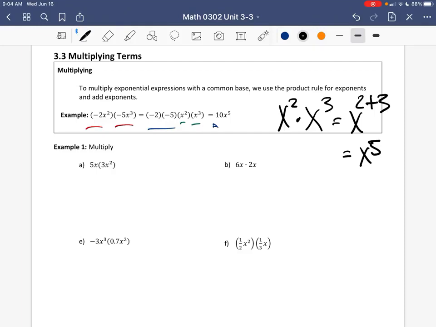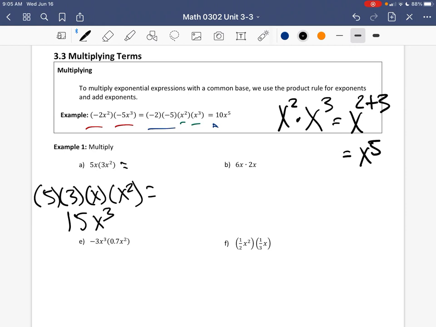Okay, let's take a look at example 1, part A. Over here, we'd like to rewrite the expression as parentheses 5 times parentheses 3 times parentheses variable x times parentheses variable x raised to the 2. The first terms we'll multiply are the 5 and the 3, the coefficients. So 5 times 3 is 15. And then this is going to turn into x raised to the 3.